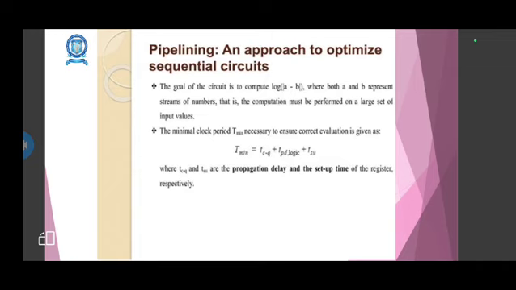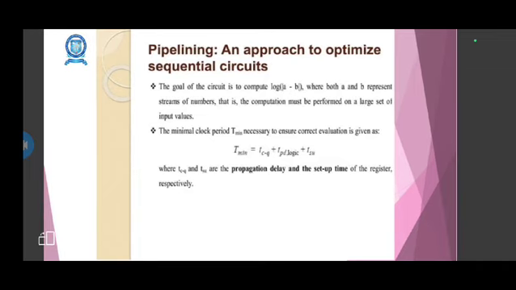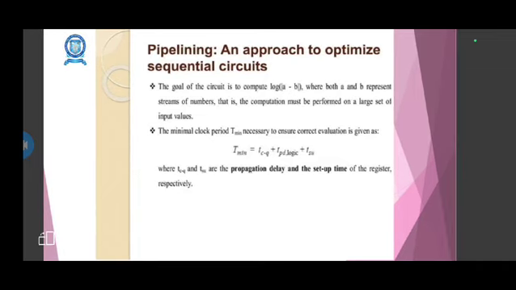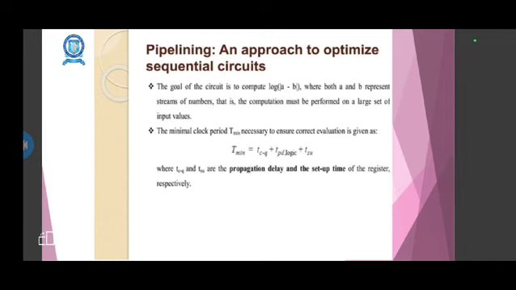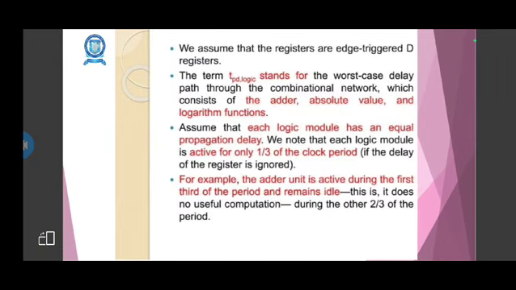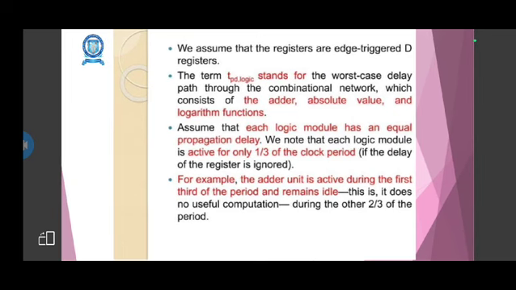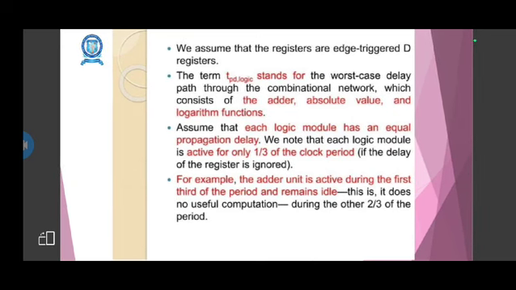The minimal clock period necessary to ensure correct evaluation is T min equals T c-q plus T pd comma logic plus T su. Here T c-q and T su are the propagation delay and the setup time of the registers. We can assume that the registers are edge-triggered registers. The term T pd logic stands for the worst-case delay path through the combinational network, which consists of the adder, absolute value and the logarithm function.